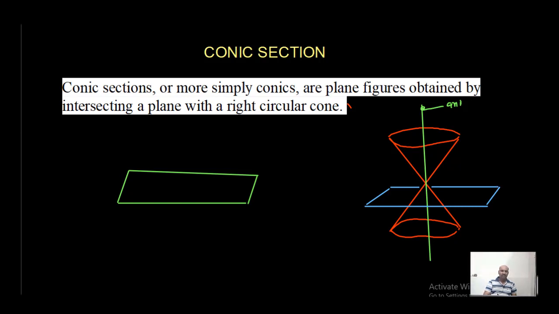Here what I did: my plane is perpendicular to the axis, or my plane is parallel to the base of the circular cone. In this case, the section formed by the cone is in the shape of a circle. We can call the circle a conic section when the cone is cut by a plane that is perpendicular to the axis, or parallel to the base of the cone.